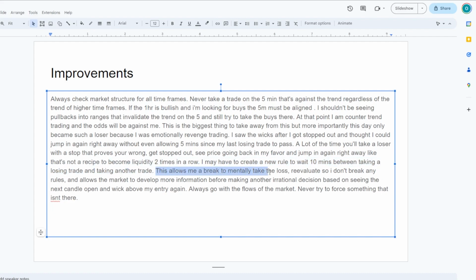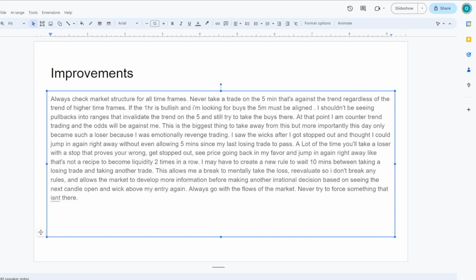This allows me a break to mentally take the loss, reevaluate so I don't break any rules, and allows the market to develop more information before making another irrational decision based on seeing the next candle open and wick above my entry again. Always go with the flows of the market. Never try to force something that's not there.